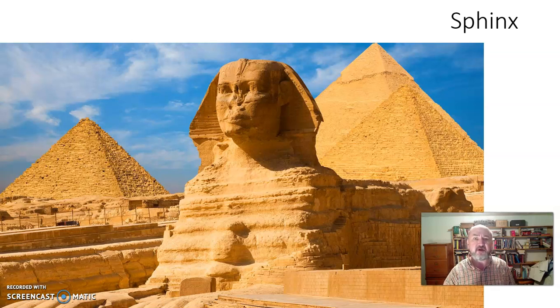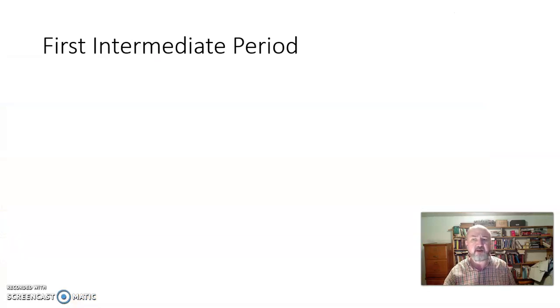But things fall apart. Things fall apart, and we enter what we call the First Intermediate Period, where we don't know very much at all. Very few historical records.